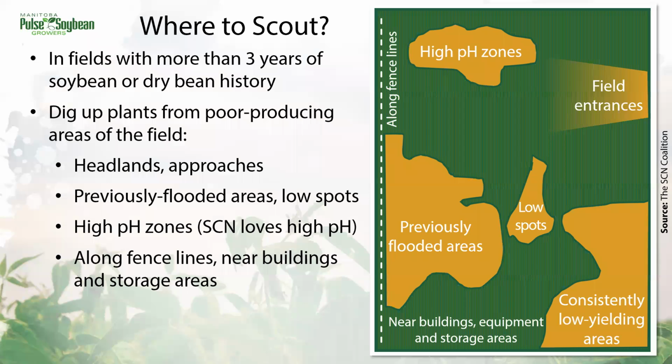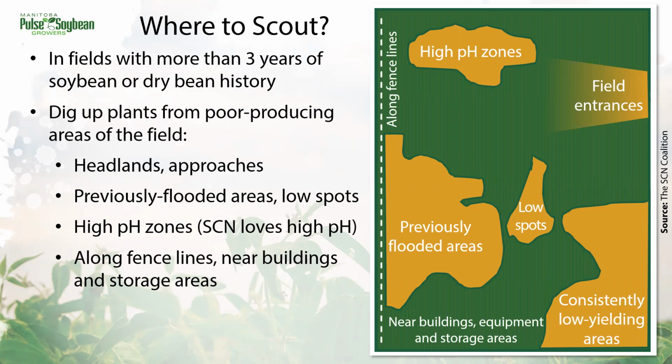So knowing that it's quite patchy, where should we be scouting for SCN right now? If we have fields with lots of soybean or dry bean history or both mixed in, fields with more than 3 years of those crops, we want to start digging up roots later in the summer. The risk areas we want to target are generally poor yielding areas of the field. So the first place to start would be headlands and approaches. Coming in on soil with equipment, that's a place to check.